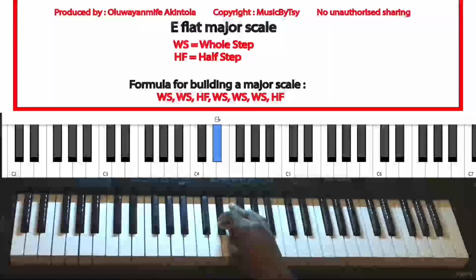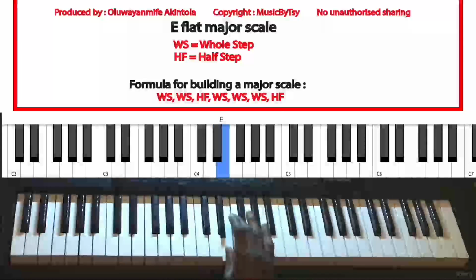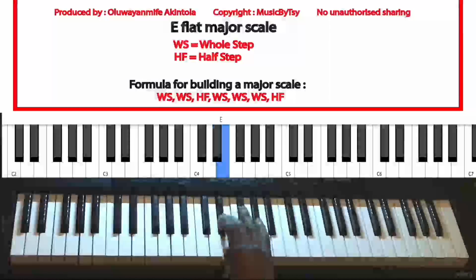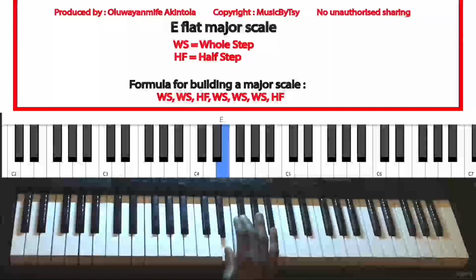Now just to remind you, moving from one key to the next key, so for example, if I move from the key of E flat to the key of E, then that means I've moved up by a half step. So moving from one key to the next key is known as moving by a half step. See that?